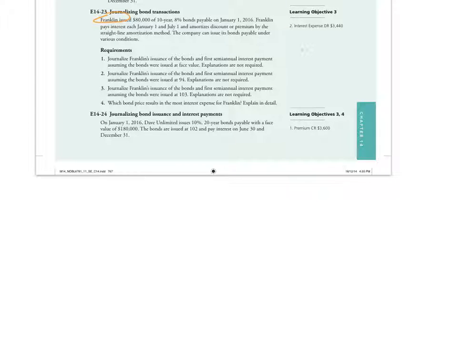So if I do a little timeline, just to give me a view of what is going on in this problem, if this happens to be here 1/1/16, that is when the bonds are being issued. The first payment of the interest will be on 7/1/16, so it will be right there. The end of the year, 12/31, will be here. And the very next day, on 1/1/17, that's when you have the second payment.